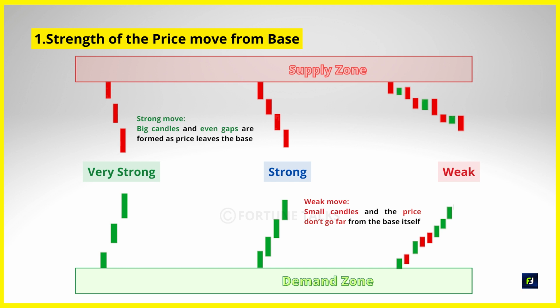The first and foremost odds enhancer is the strength of price move from the base. Now the first thing to look at is the strength of the move out of the origin or the basing structure. In other words, we look at how the price leaves the supply or demand zone. Was it actually a strong move or a weak move? A strong move is one that is comprised of big candles and sometimes even gaps are formed as the price leaves the zone. On the contrary, a weak move has many small candles and the drop or the rally doesn't go far from the zone itself, or simply the price action is weak.